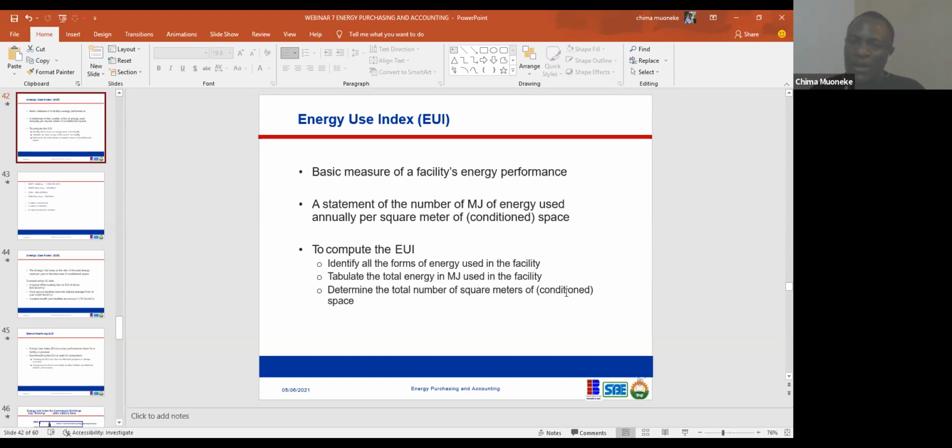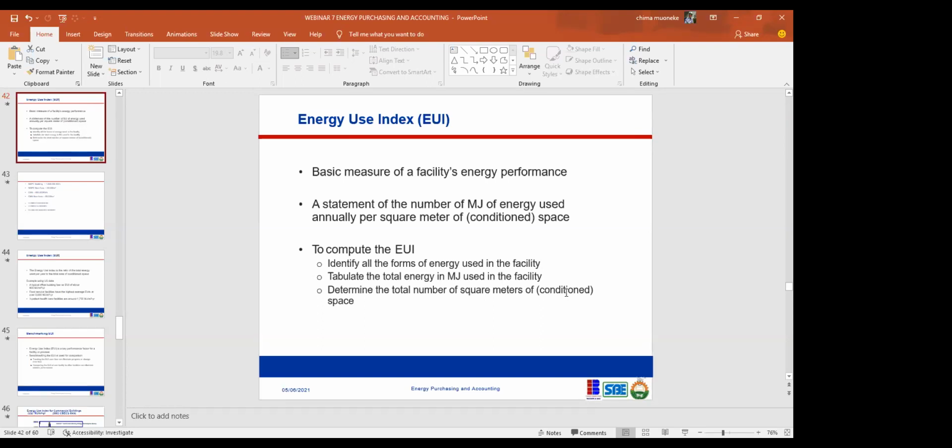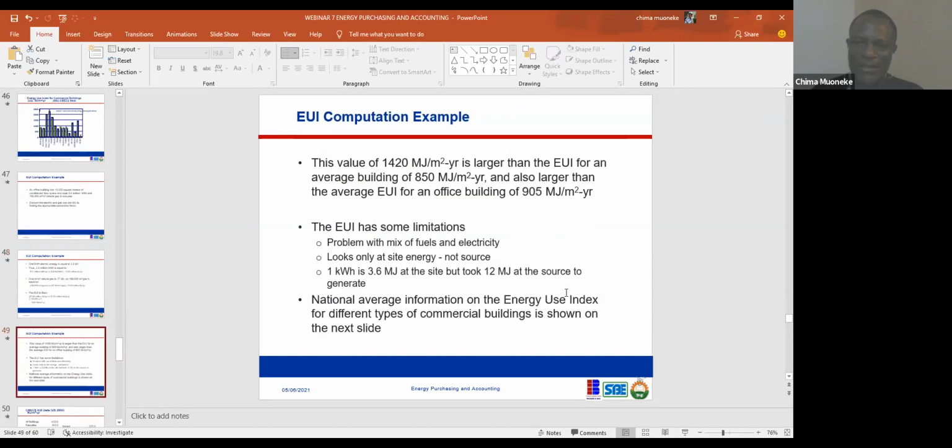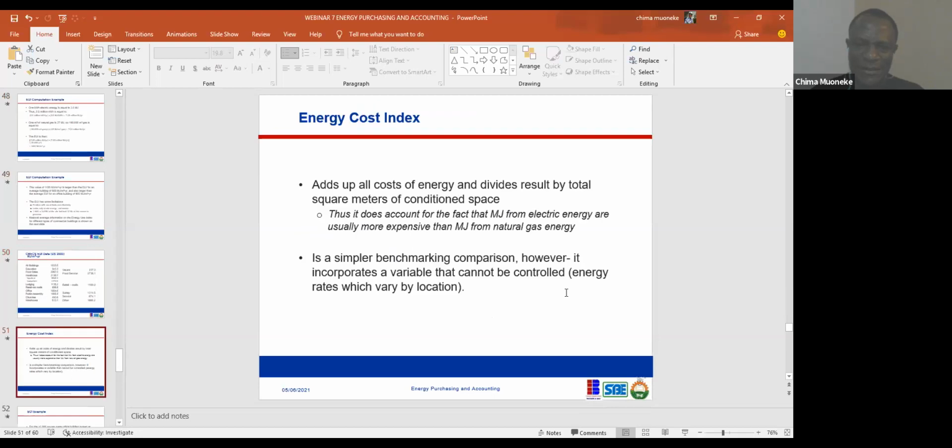Professionally, when we are talking about a production facility, maybe for factories, instead of energy use index we use specific energy consumption. So how much energy do you use to produce 1 kilogram of your product? Does that make sense? Yeah, it does. Thanks. Okay, so I have talked about the energy cost index.